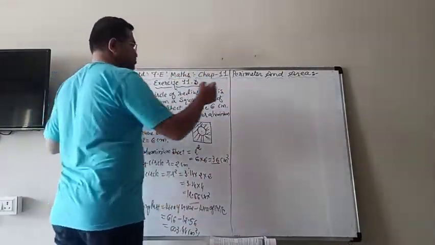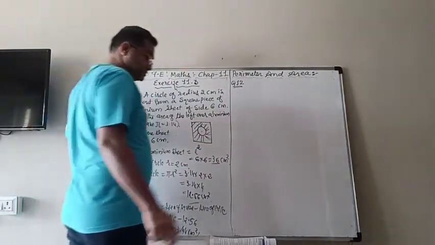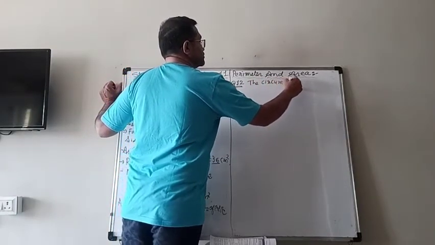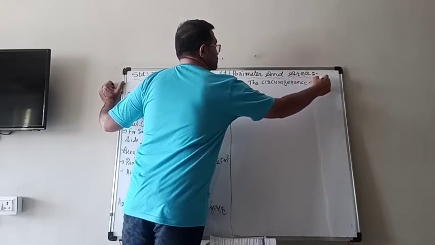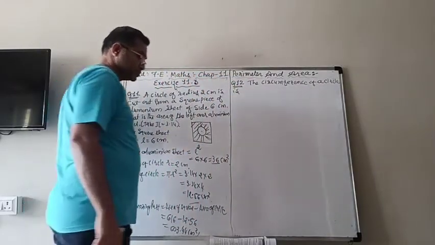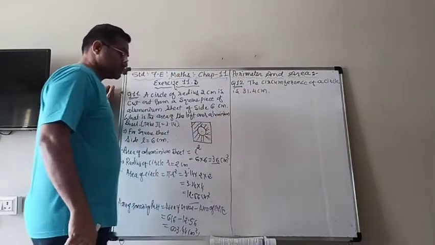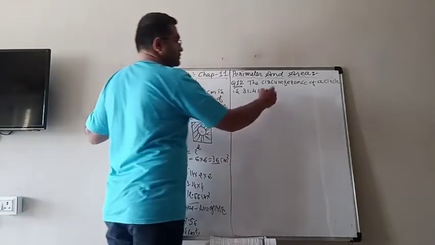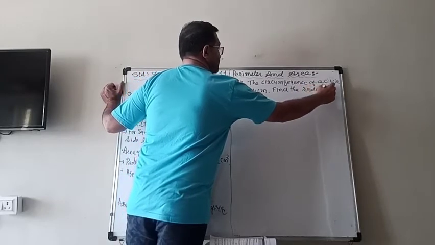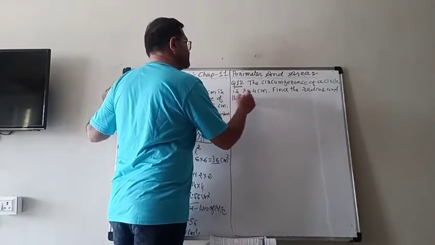Let's do the next 12. The circumference of a circle is 31.4 centimeter. Find the radius and the area of the circle.